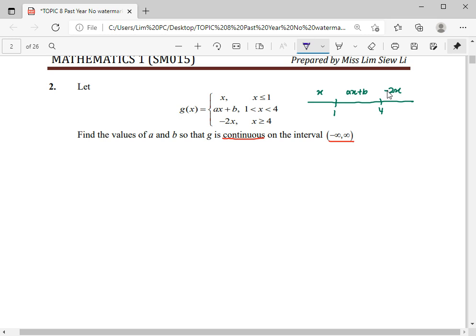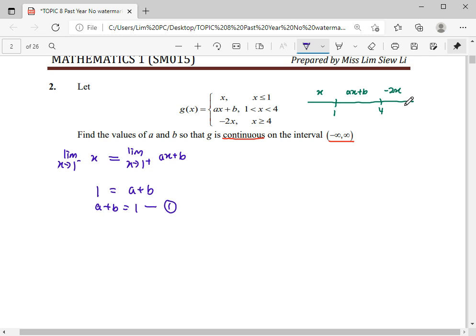Okay, so for the point x equals 1, for this part first, we make sure it's continuous. When we want to make sure it is continuous, we take the limit as x approaches 1 from the left hand side, where the function is x. Definitely we want them equal because they said it's already continuous, so we have to equate them with the limit as x approaches 1 from the right hand side. The right hand side is ax plus b. So substitute 1, we get a plus b. We get a simultaneous equation, a plus b equals 1. I write it as equation 1.